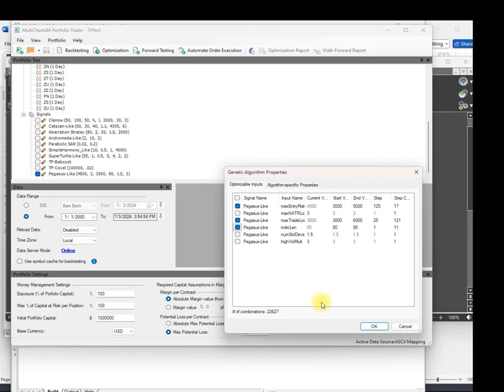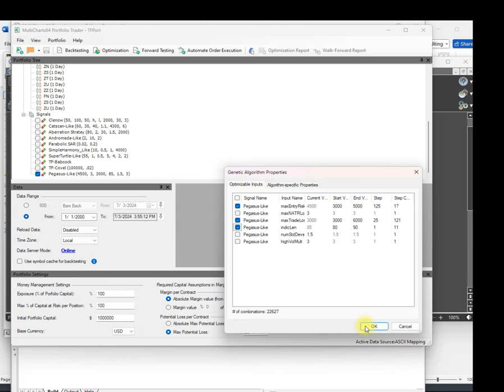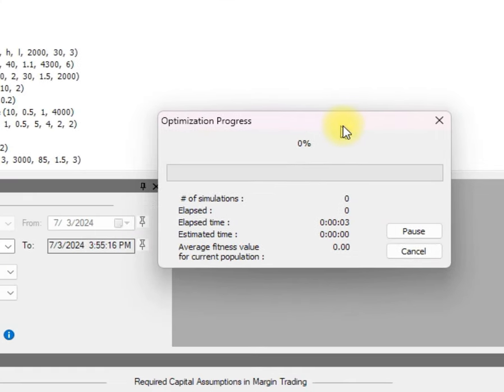So let's see what that is, I've never seen that before. Oh, standard criteria. We're going to do the net profit. And you can modify this stuff. This is kind of the best case; you can change this if you know what you're doing. I wouldn't unless you really know what you're doing. So let's go ahead and hit OK, and we're going to do the optimization of this thing.